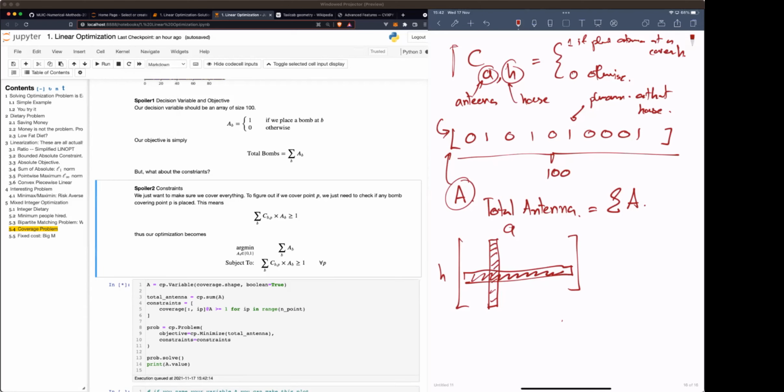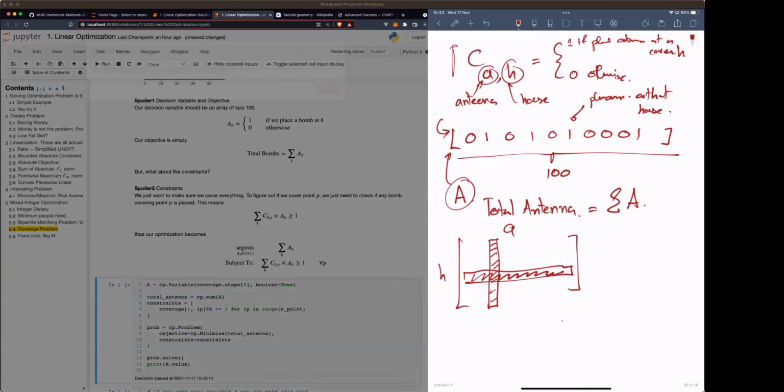It should not be coverage shape. It should be just one dimension. It's only 100 numbers. Interrupt. Restart. Whatever I can do. I need you to restart.